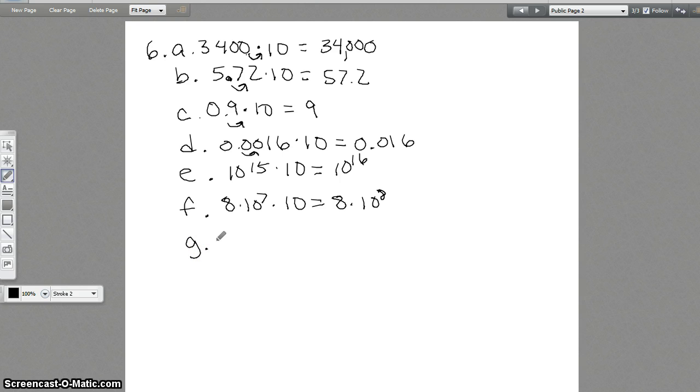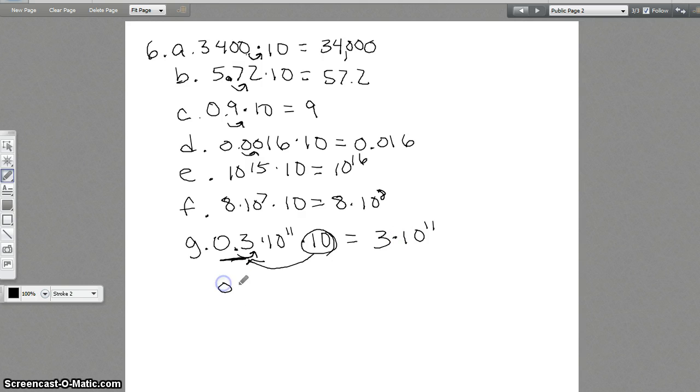Part G, 0.3 times 10 to the 11th, and we're going to multiply that by another 10. Now, we could choose to do this one of two ways. We can say, okay, I'm going to multiply the 10 by the 0.3. When I do that, I move the decimal over one place. So I'm going to use up this 10 to move that decimal over. So what I'm going to have is 3 times 10 to the 11th.